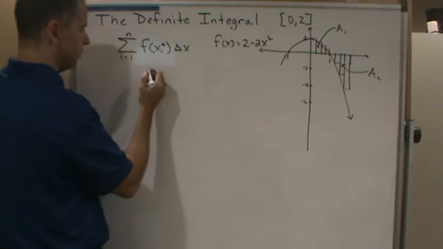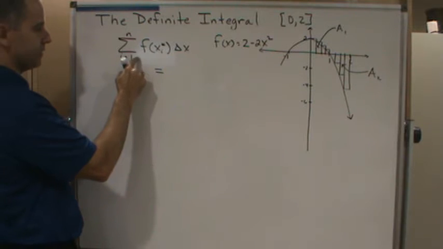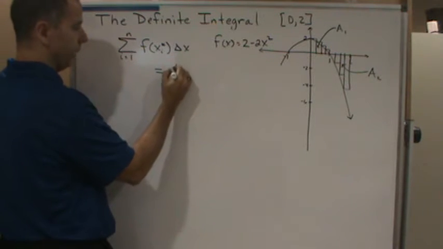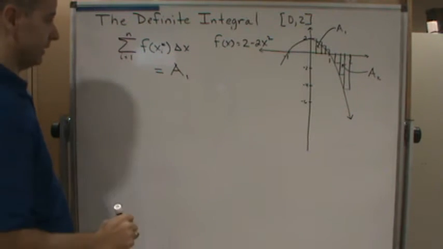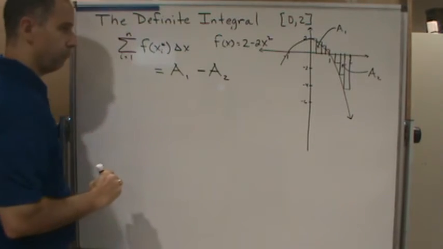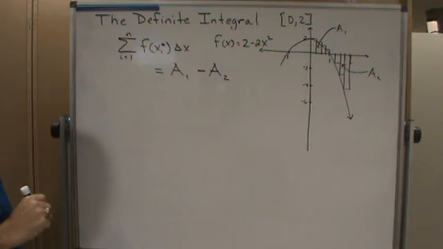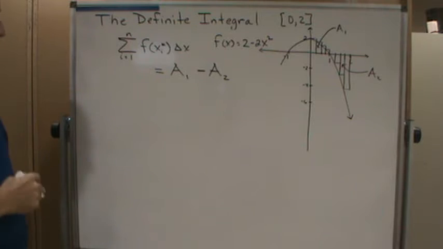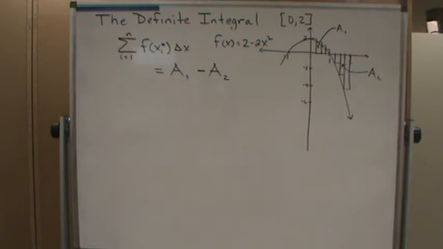Well, it leads us to say, hey, the sum of all the areas is going to be the area of the graph above the x-axis minus the area below the x-axis. Okay? And so this is what we call the net area, right? The net signed area.